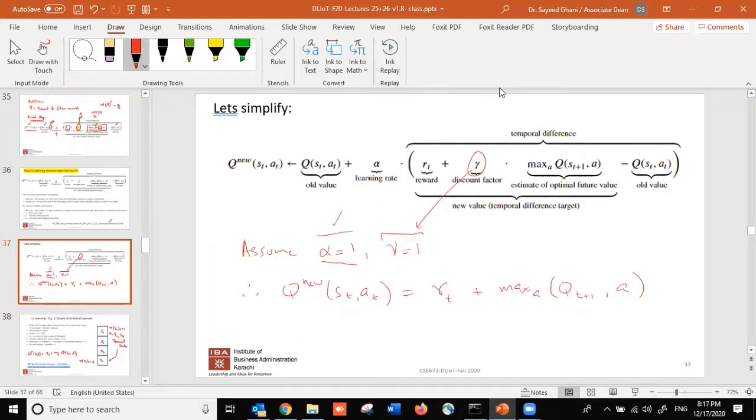Will this discount factor be between 0 and 1? Yes, so both of these are between 0 and 1. So gamma is between 0 and 1, right? And the learning rate can actually be, doesn't have to be between 0 and 1. So learning rate could be anything. Yeah. But discount factor is definitely between 0 and 1 because you normally discount the future rewards.